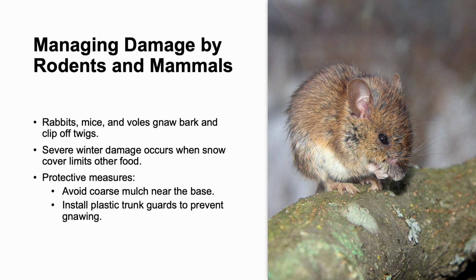Rabbits, mice, and voles gnaw on the bark and clip off twigs, often girdling stems and causing death. Winter damage is more severe when snow covers the ground, limiting their food availability. To prevent such damage, avoid using coarse mulch near the tree base, which can attract rodents. Installing plastic trunk guards provides additional protection by preventing rodents from gnawing on the bark.